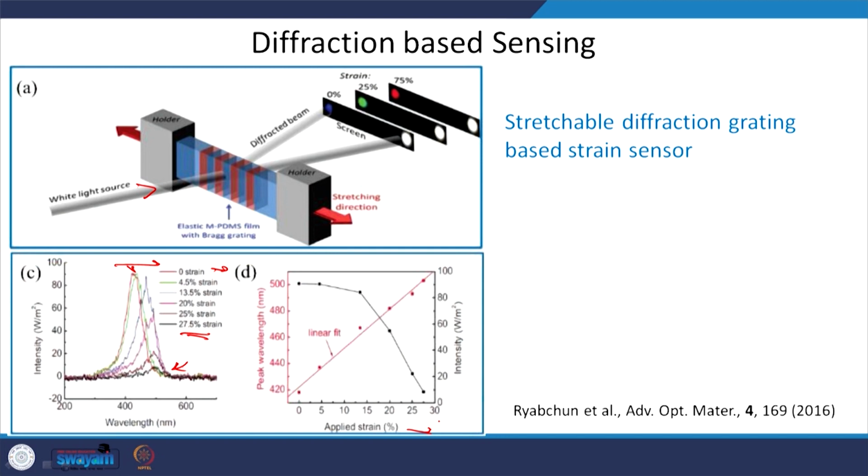So, this particular thing is a stretchable diffraction grating based strain sensor. Here you are applying strain, so basically you are changing d, you are controlling d, and for different d you have different lambda maximum for the same order of diffraction, and that is how you use it for sensing application.